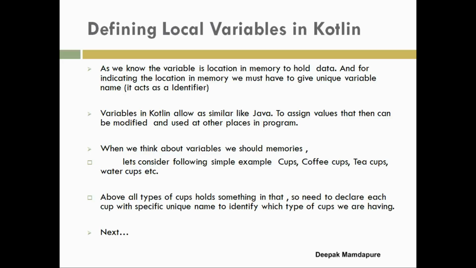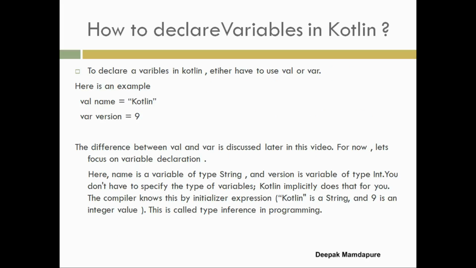Now coming to the next point, how to declare variables in Kotlin. For declaring variables in Kotlin, we have to use either the val or var keyword. As per the example, val name equals Kotlin is an example of val, and var version equals 9 is an example of var. Now, what is the difference between val and var? We will see that shortly. Now, just focus on variable declaration.